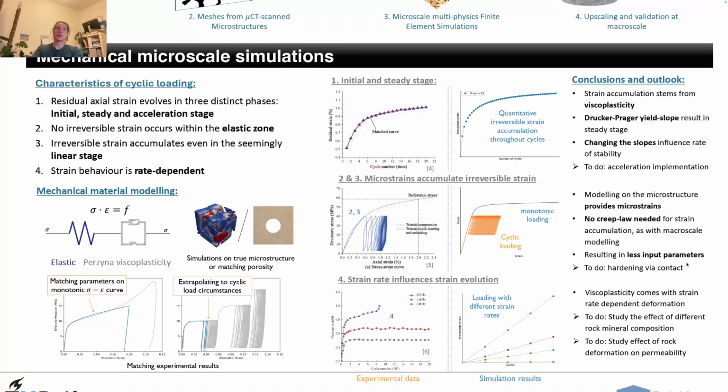Another interesting thing which we will continue to look at is, if you look at this monotonic stress strain curve, you see that the rock appears to become stiffer. This is what we call hardening, and we want to model that via contact also on the microscale.